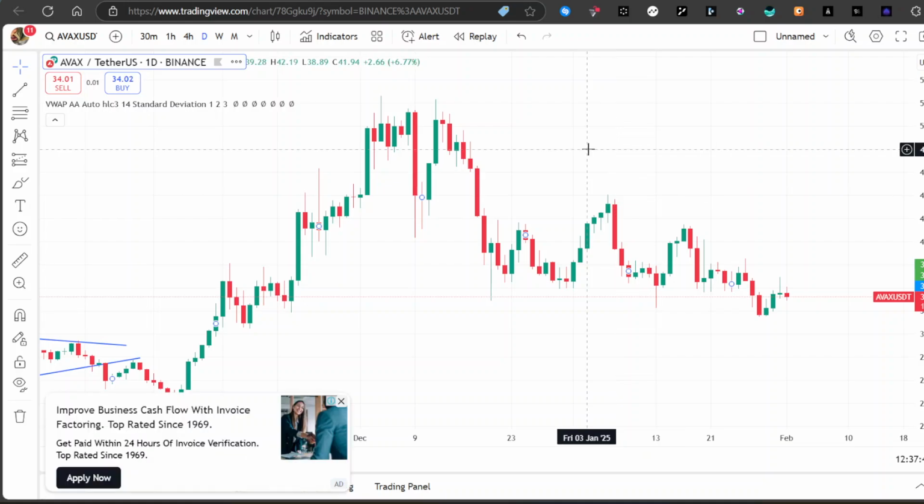Once an anchor point is established, the VWAP is recalculated starting from that moment, integrating all subsequent price and volume data. Okay, now this technique allows traders to see how the market has reacted from a known point of significance, making it easier to identify support and resistance levels.